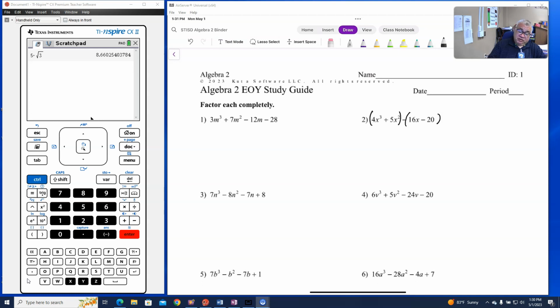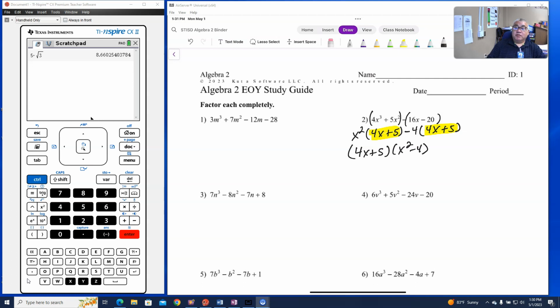So you notice that we can factor x squared, so we have 4x plus 5. On the other one, we can factor negative 4, so we have 4x plus 5. Now you notice that we have 4x plus 5 as a common factor. So it's 4x plus 5 times x squared minus 4.